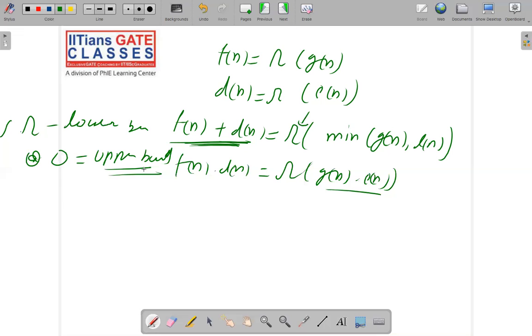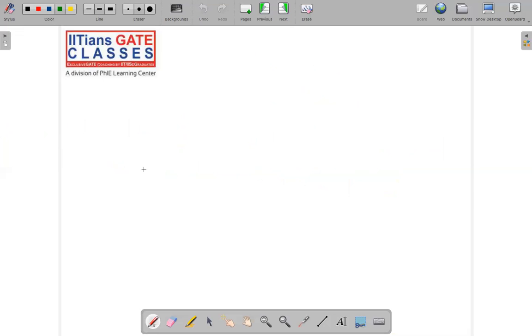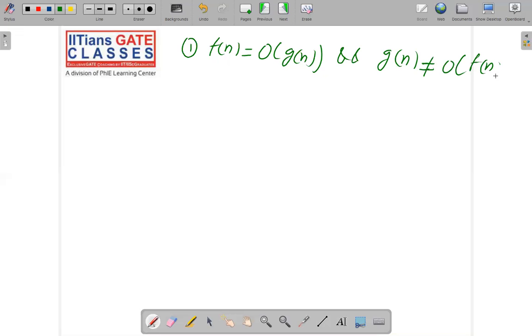Now let's solve a very interesting question on this one, and we are done with the asymptotic notation. First we are given some conditions, then we have to give some statements on given expressions or equations. The first one is we are given that Fn equal to order of Gn and vice versa is not true. Gn is not equal to order of Fn. It is given. The second thing which is given is Gn is equal to order of Hn.